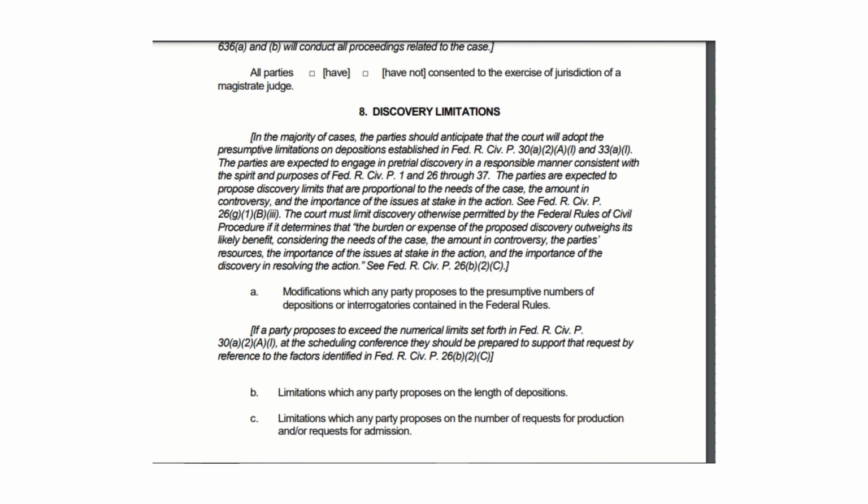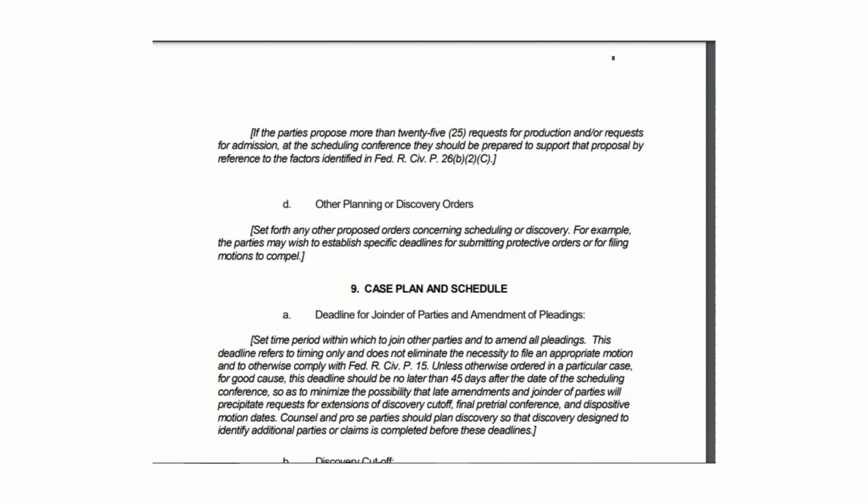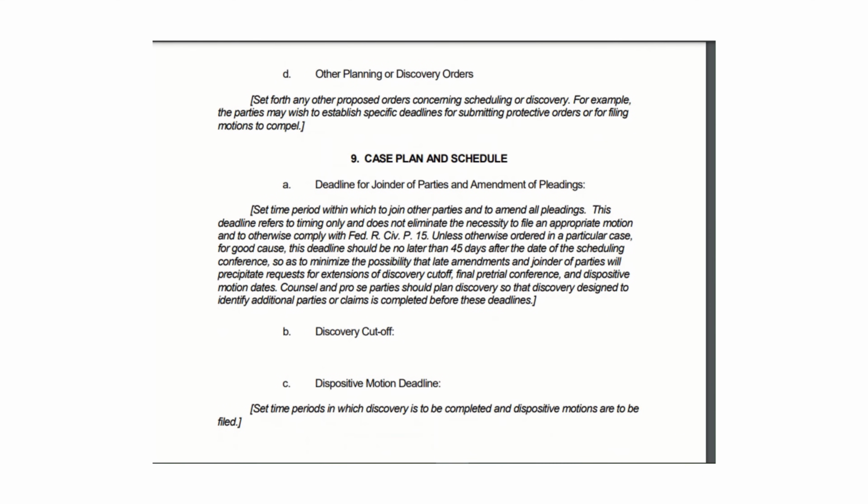Okay, let's go down. Case plan and schedule. Okay, discovery cutoff. Talk about that. When do you think discovery should end? Because remember, even though discovery may end at a certain time, you could always agree to extend discovery. And even if one party doesn't want to extend discovery, for the most part, the parties agree to that, right? Because it gives everyone additional time. But the discovery cutoff, dispositive motion deadline, that's the motion for summary judgment. You have the motion to dismiss at the front of the lawsuit. You have the motion for summary judgment at the back end of the lawsuit.